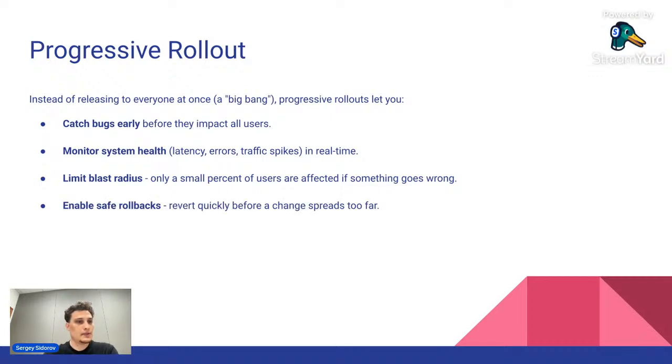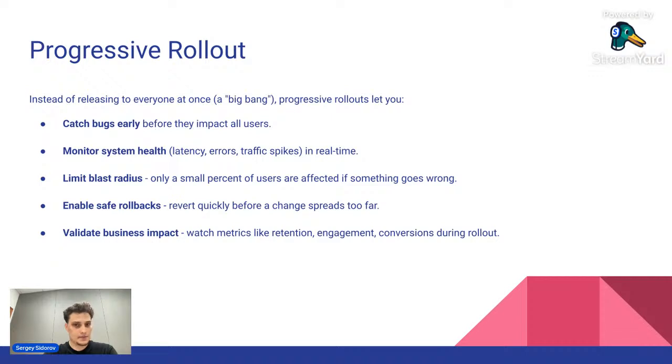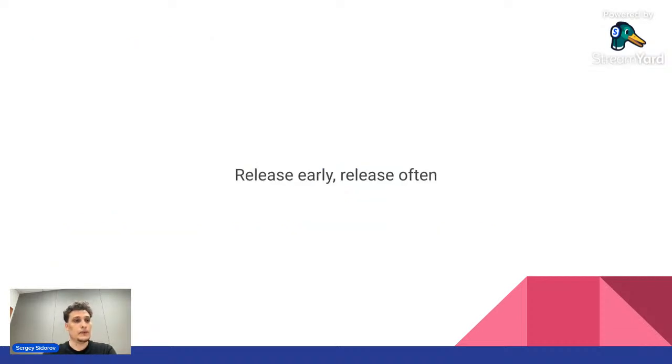And we can also have some safe rollback mechanisms whenever an issue happens. And last but not least, it can be used to validate the business impact. It can be used as part of the A/B testing pipeline whenever we roll out some product changes, some product feature changes. We're actually able to see how the engagement, for example, is changing because of this change.